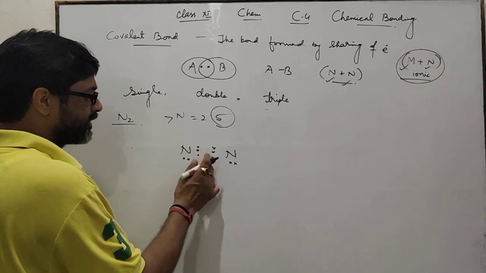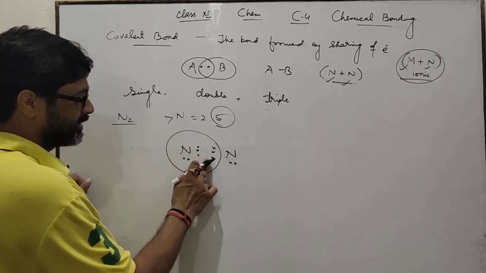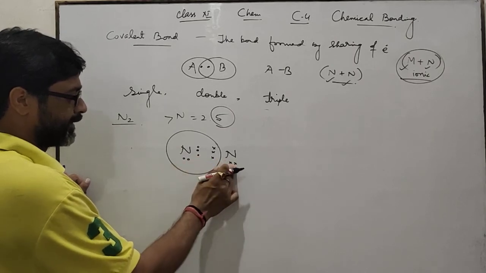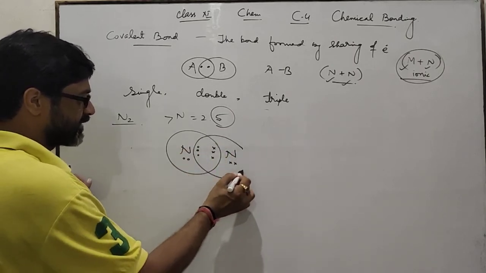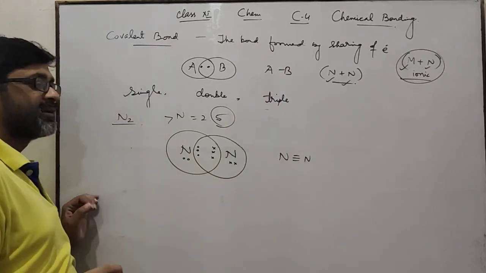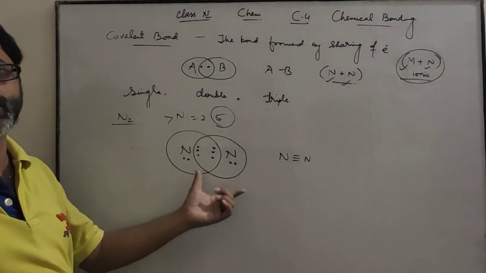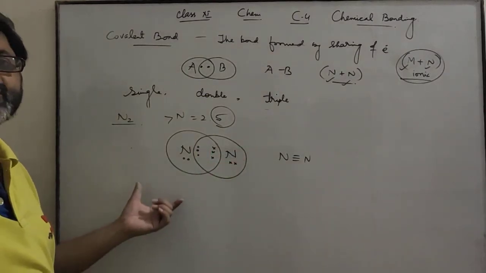In this way, 3 electrons are shared together. It completes its 8 electrons: 3 plus 3, 6 plus 2, 8. This nitrogen also shares 3 electrons and completes N triple bond N. In this way, a single covalent bond, double covalent bond, or triple covalent bond is formed.